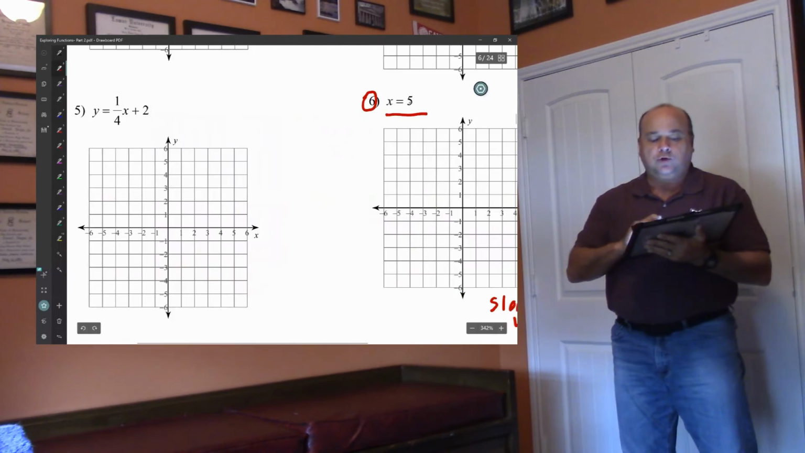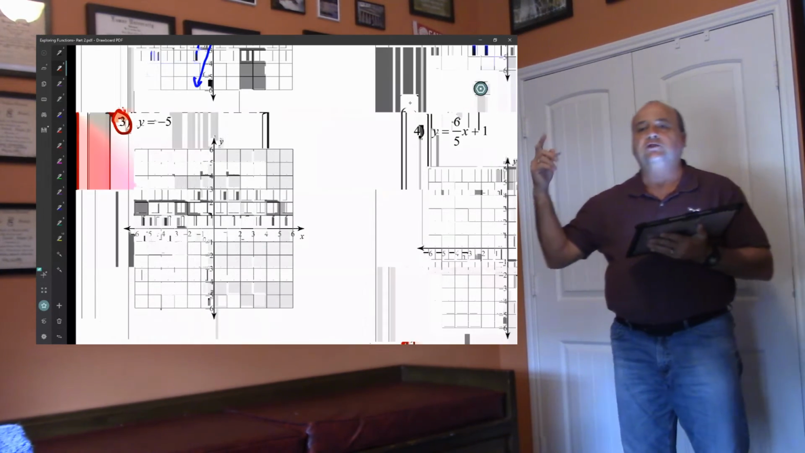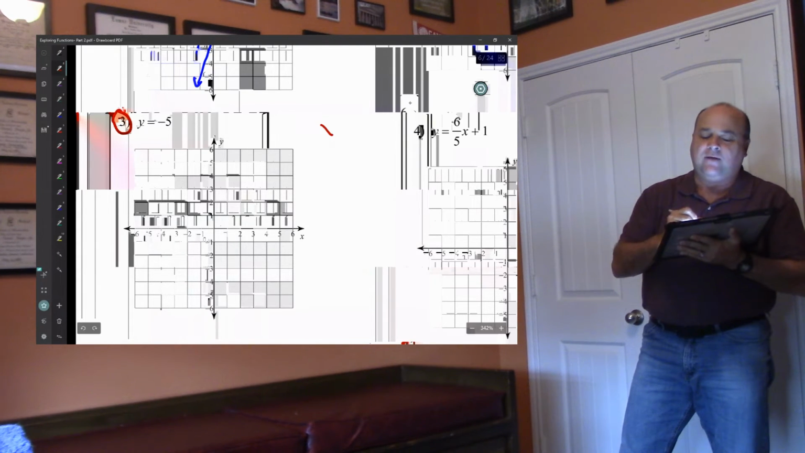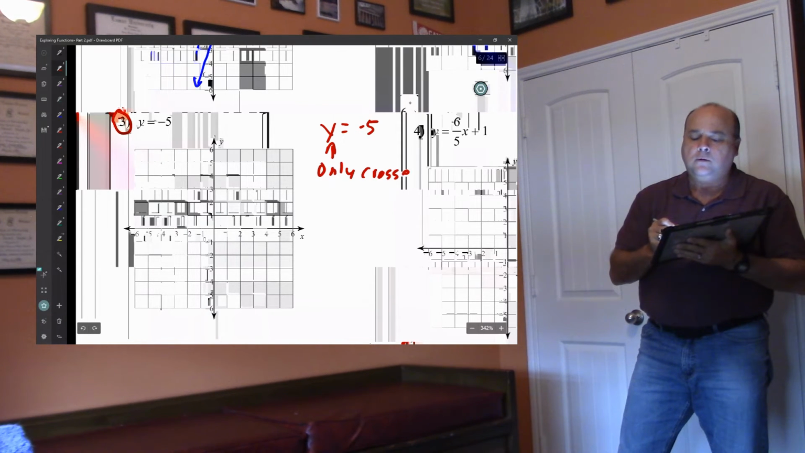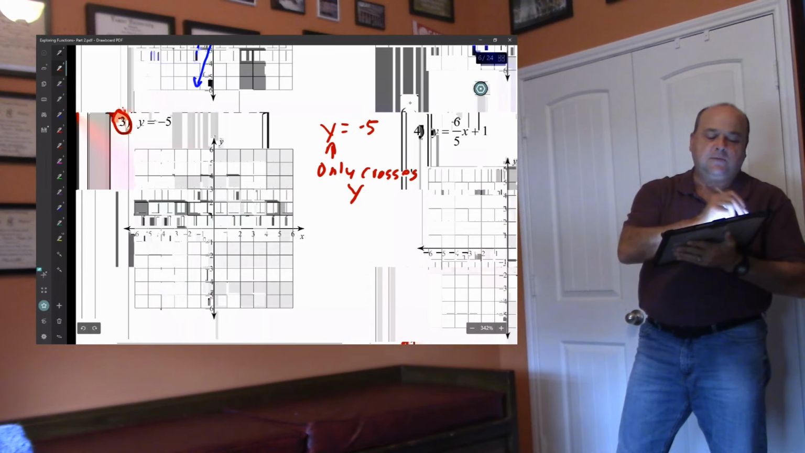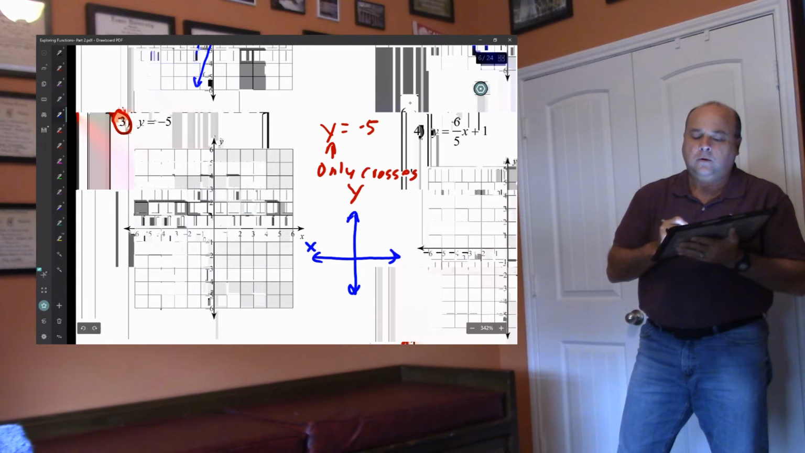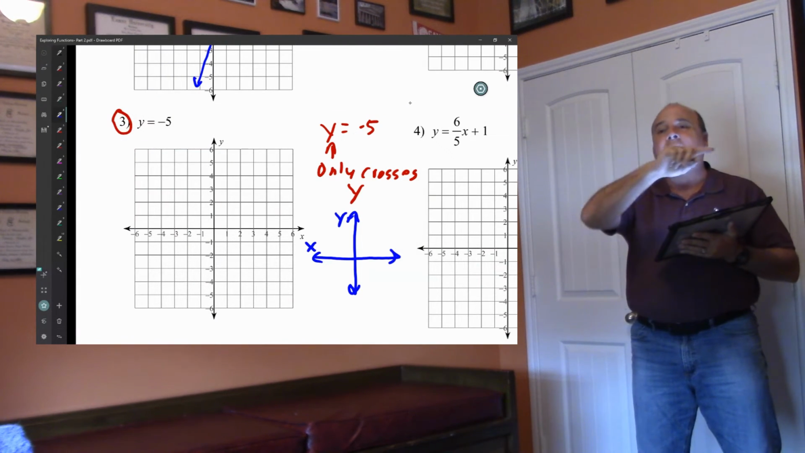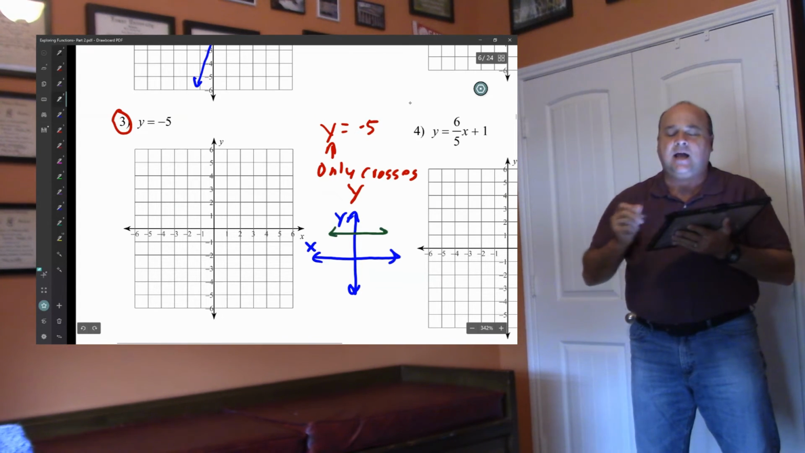Now then we're going to go to number 3. On number 3, there's only one letter, right? The only letter's y. That means if you have y equals negative 5, it only crosses y. So let's do the same thing. Let's draw an xy axis. Remember, the y-axis is vertical, but for a line to go through the y-axis without touching the x-axis, it's going to have to be a flat line.